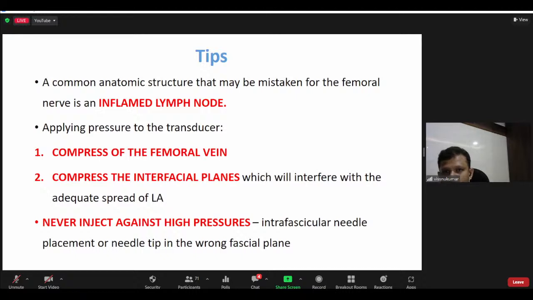So a femoral nerve is maybe 1 to 2 centimeters, maximum 1 or 1.5. So when you give 20 ml, all the 20 ml is not going to be placed over the femoral nerve. You're just going to place a pool of local anesthesia and it is going to spread in the intrafascicular region. So make sure that you're not injecting against very high pressure and it should go very smoothly.